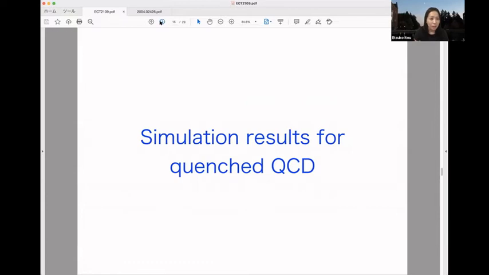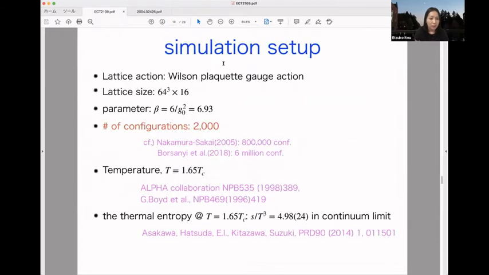Now I'd like to briefly introduce the simulation result for the quenched QCD. This is the simulation setup. We utilize the Wilson plaquette gauge action, and we generated a lattice of size 16 cubed times 16. The coupling constant is fixed at this value, and the number of configurations is only 2000. This is quite a small number of configurations in comparison with Nakamura and Sakai's paper of 2005.